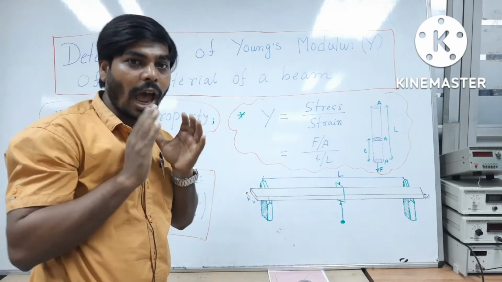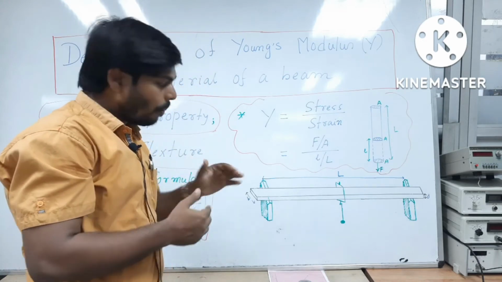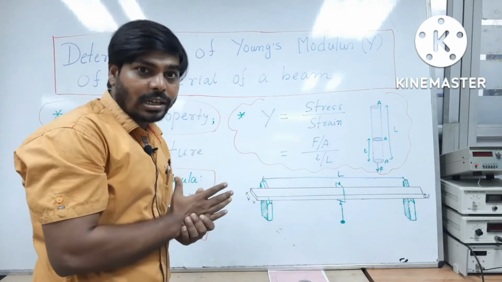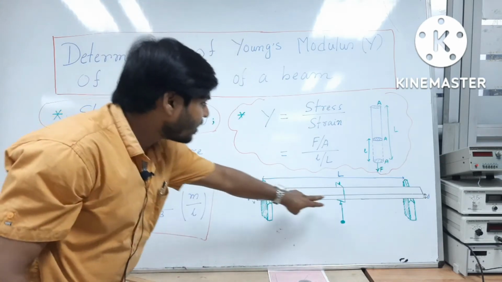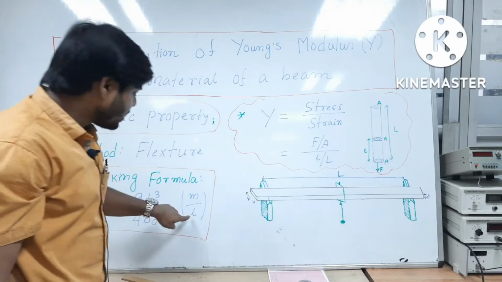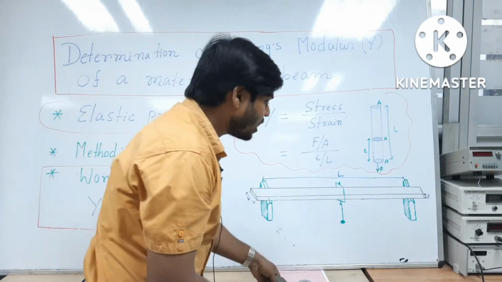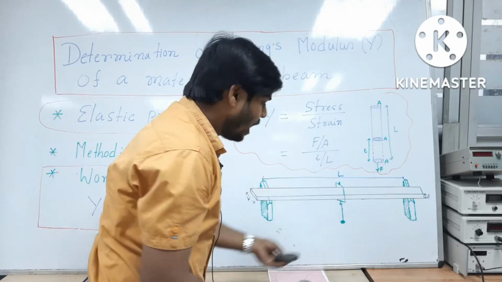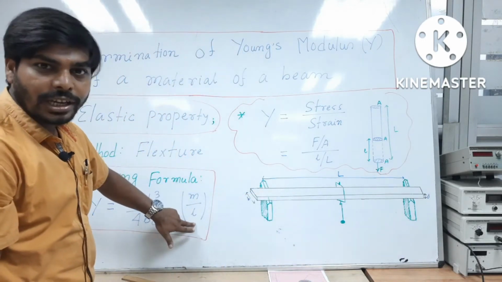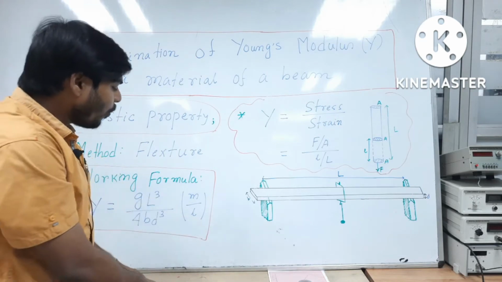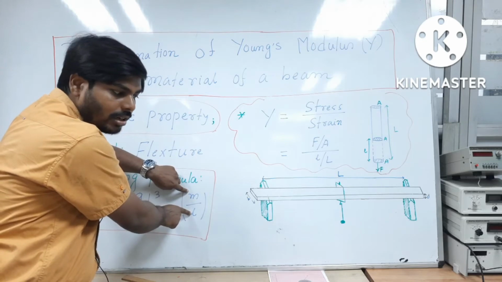For that you have to use the travelling microscope. We have already demonstrated how to use the travelling microscope in our previous lecture. And this depression is denoted by small l. So what will happen if we increase the load much more? If you increase the load, the depression will also increase. So there will be a relation between load and the depression.